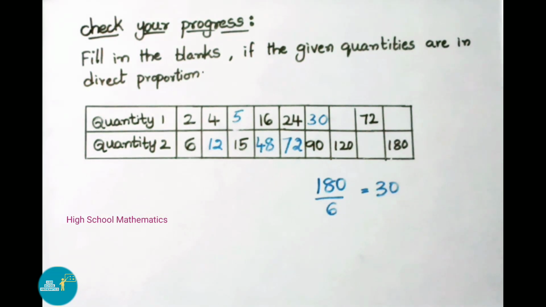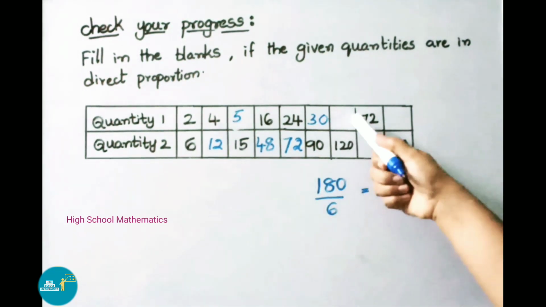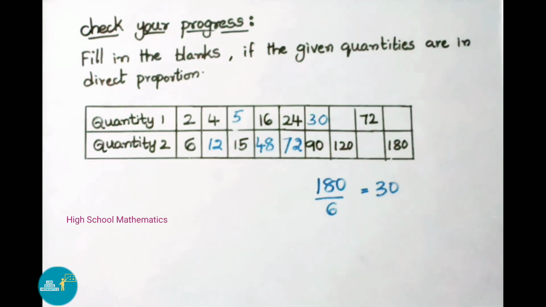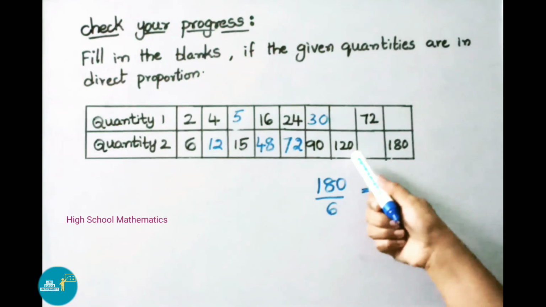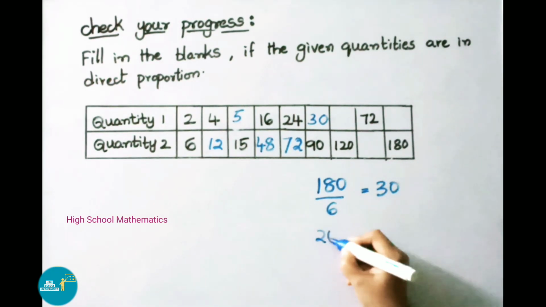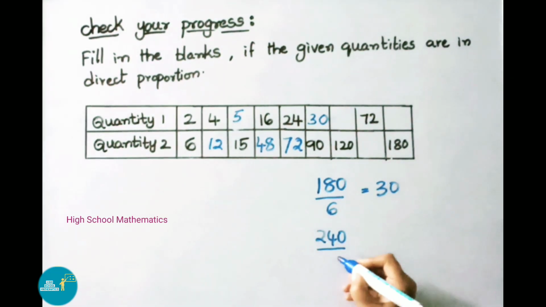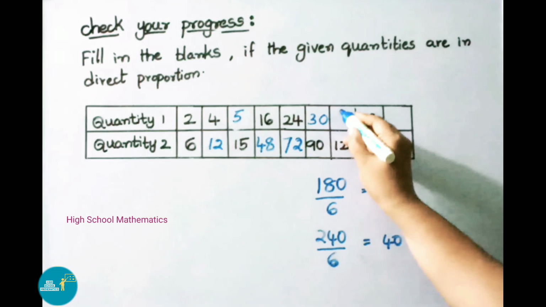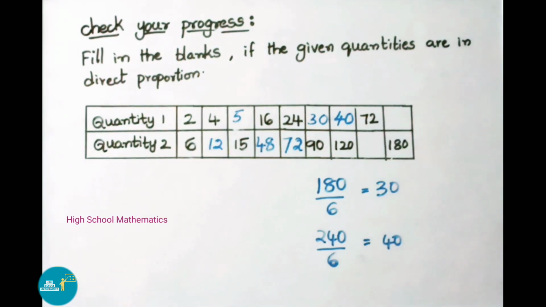See now, seventh one. 2:6, unknown value is to 120. Let us do now cross multiplication. 2 into 120, how much? 240 divided by 6. 6 table 40 times 240. So this value is 40.